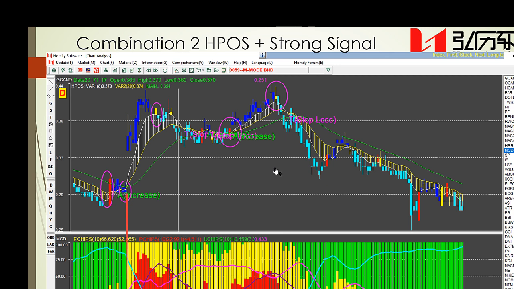Sometimes maybe you will have to judge the highest point. You cannot grasp the highest point to sell it. So maybe you can use the strong signal to find that. Yeah.